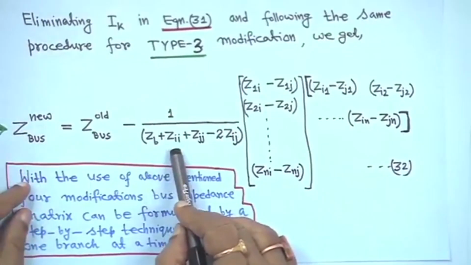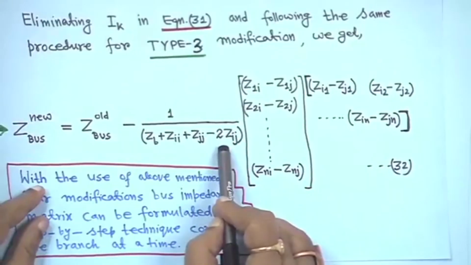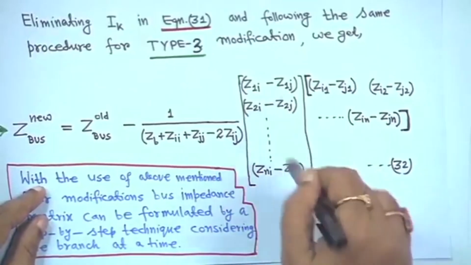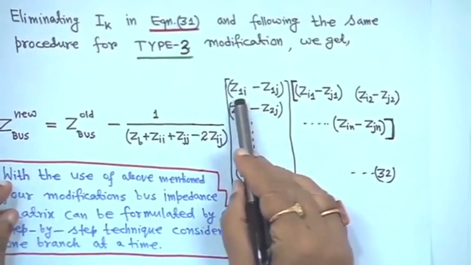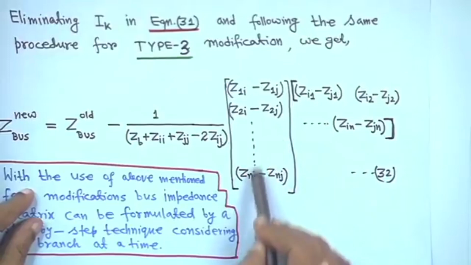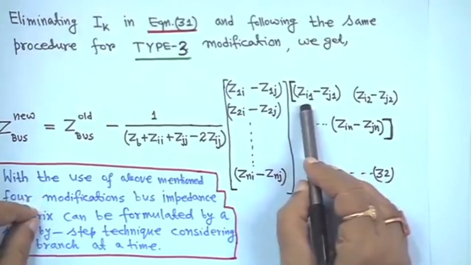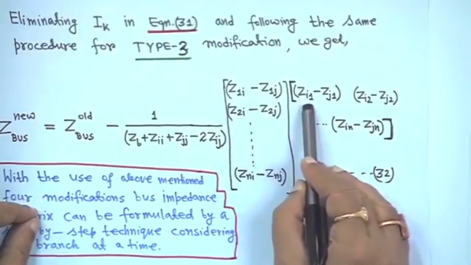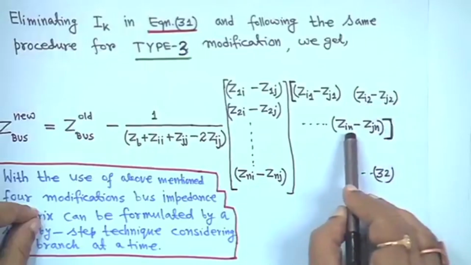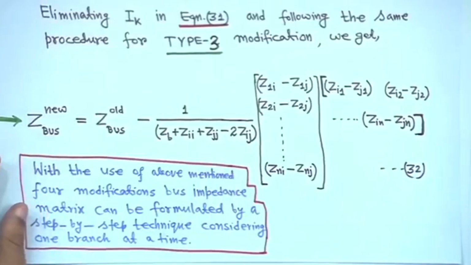It will become Z b plus Z I I plus Z j j minus 2 Z I, that is the coefficient of I k. I told you that you find out I k and put it in the expression of V I, then you generalize. It will become Z 1 I minus Z 1 j, Z 2 I minus Z 2 j up to Z n I minus Z n j, and into it will be Z I 1 minus Z j 1, same Z I 2 minus Z j 2 up to Z I n minus Z j n. So, this is actually type 4 modification.